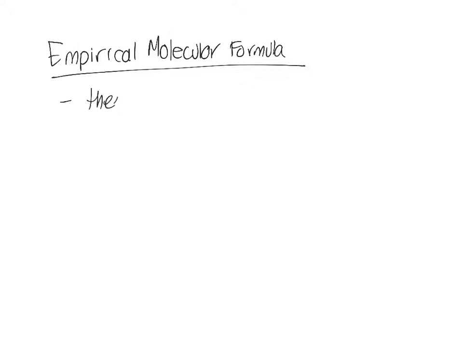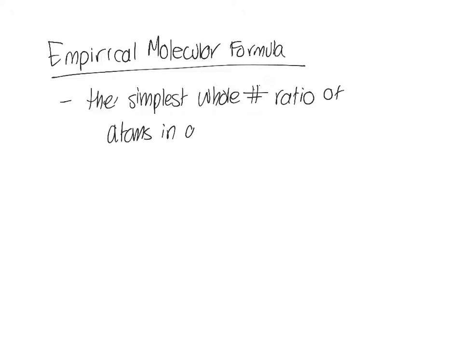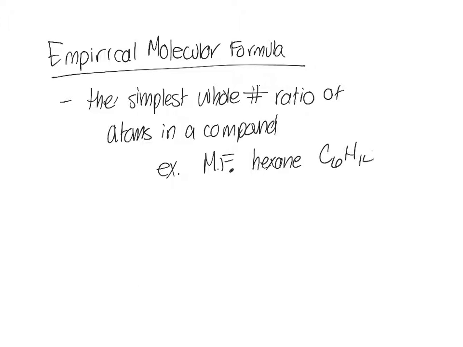This is just the simplest whole number ratio of atoms in a compound. So for example, the real molecular formula of hexane is C6H14, but its empirical molecular formula, so I really take these and divide them by 2, is C3H7.